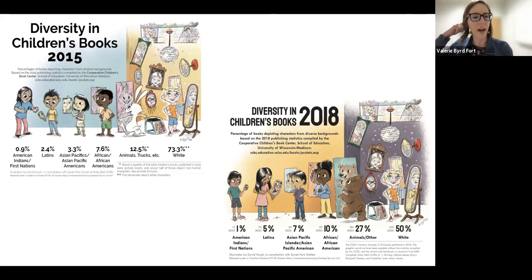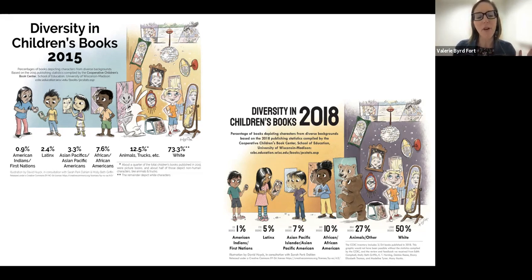So the Cooperative Children's Book Center at the University of Wisconsin-Madison collects statistics on the books that they receive from publishers. They do content analysis of the books that they receive, right? And they've been doing this for years. This is not something that they just started doing. It's something that they've done for years. In 2015, you can see the first infographic that came out with the numbers for that year. So this is diversity in children's books in 2015.